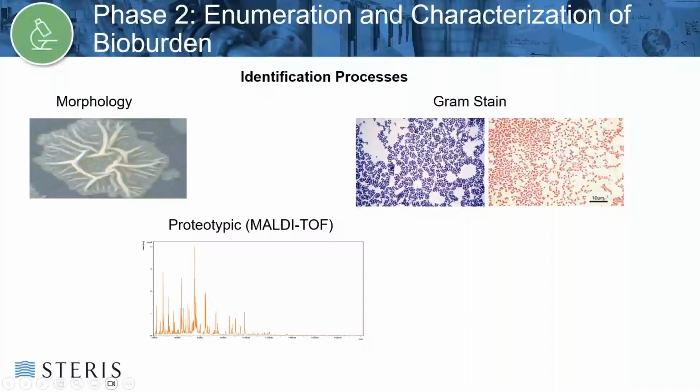To obtain a higher confidence level match, genetic identification or MALDI-TOF identification testing can also be completed. MALDI-TOF, or matrix assisted laser desorption ionization time of flight, uses ribosomal proteins analyzed by mass spectrometry to compare spectra to a library of spectra from known organisms.